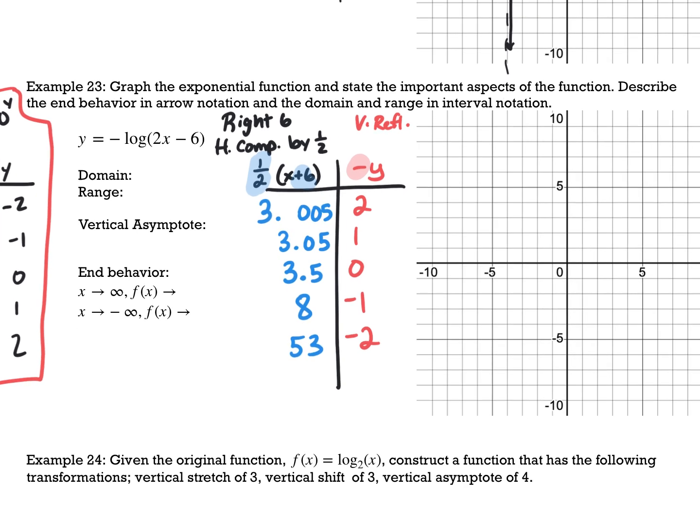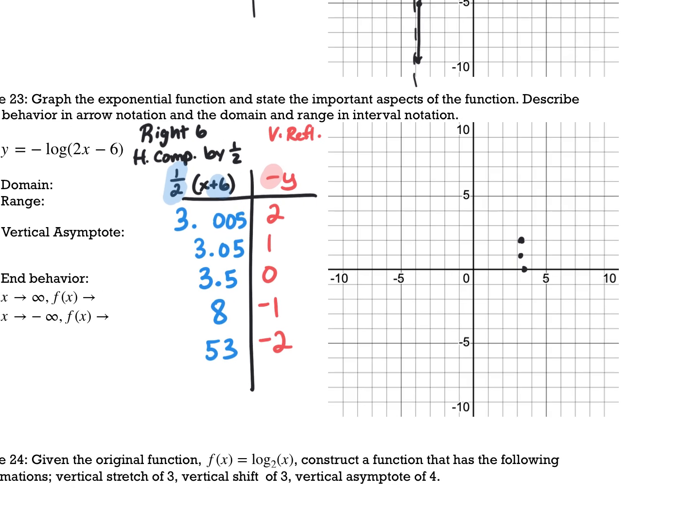We can see that at 3.005 and +2, we have a point. 3.05 and 1, we have a point. 3.5 and 0. 8 and -1. 6, 7, 8. We can see that this asymptote would be at the line x equals 3, and we can connect those dots, right, with our vertically reflected logarithmic function here, looking something like that.